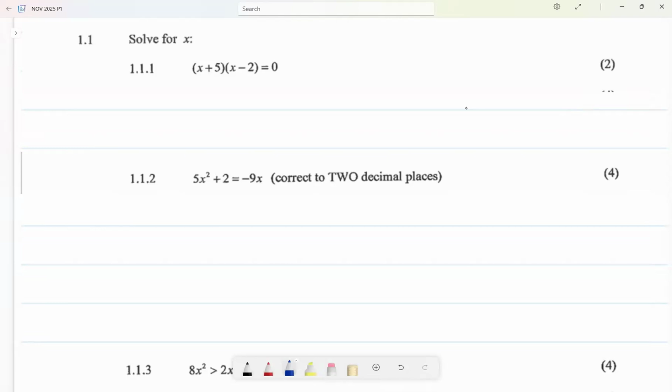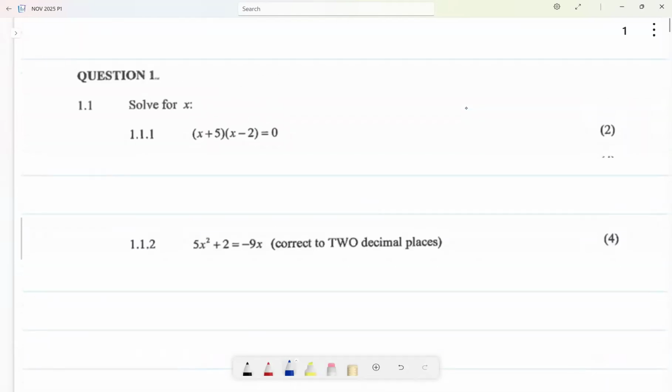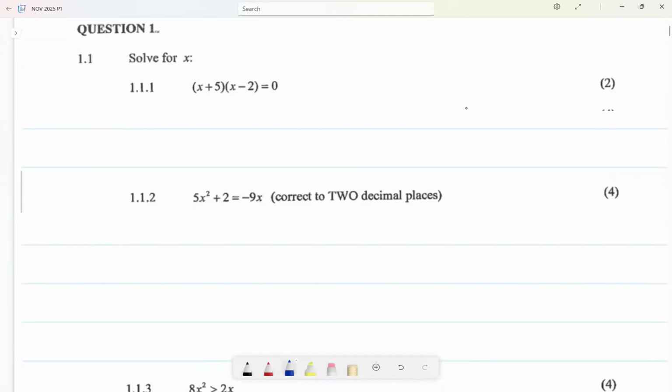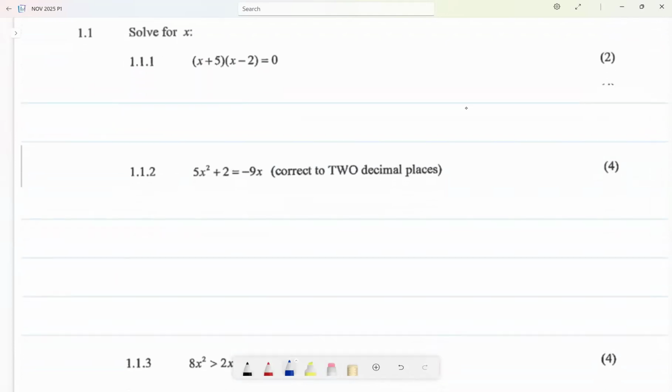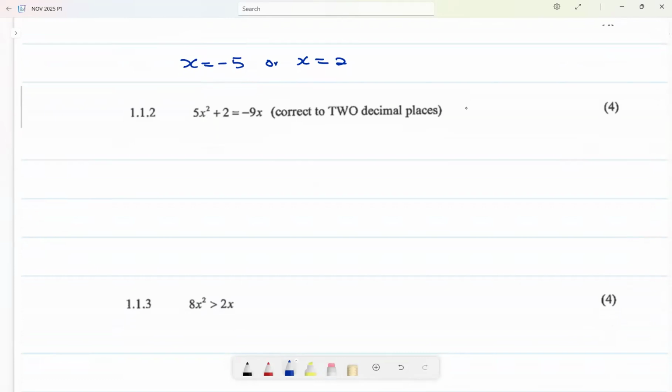In today's video, I want us to look at the November 2025 question paper. So 1.1, or rather question 1, says solve for x. These are just easy marks that everyone, I want to believe, managed to obtain. So x is equal to -5, or x is equal to 2. Just easy 2 marks. And then here, 5x squared plus 2, blah, blah, blah, correct to 2 decimal places, quadratic.